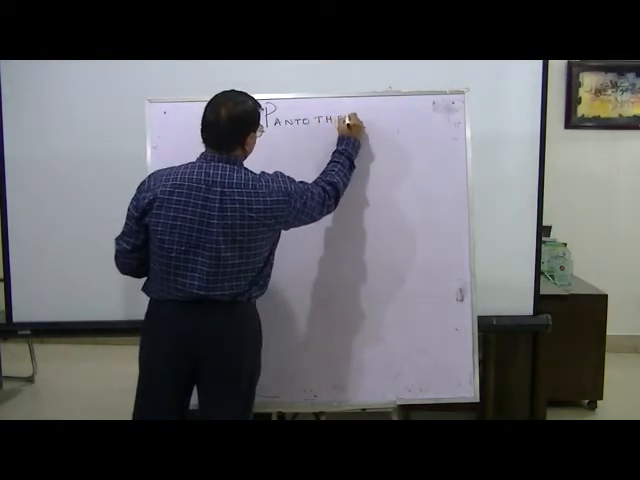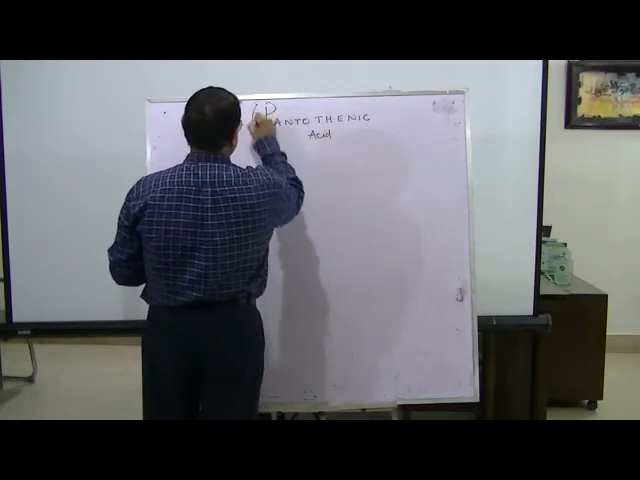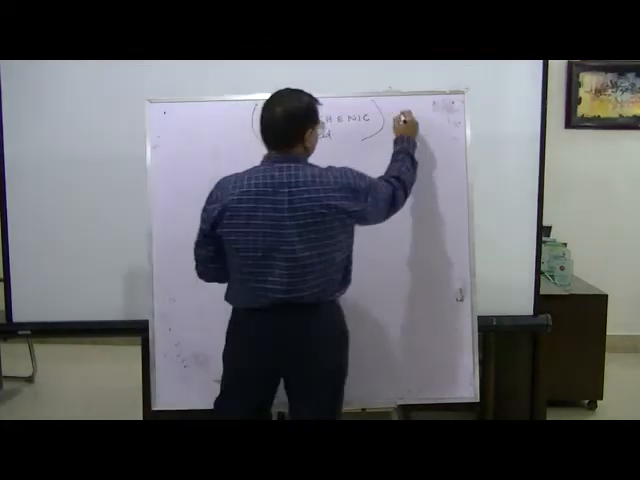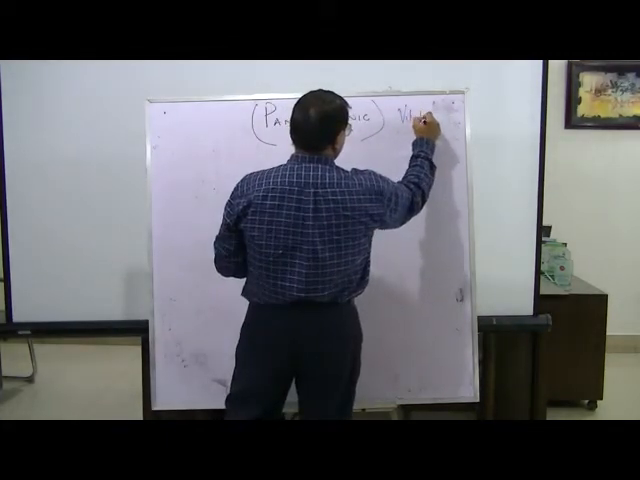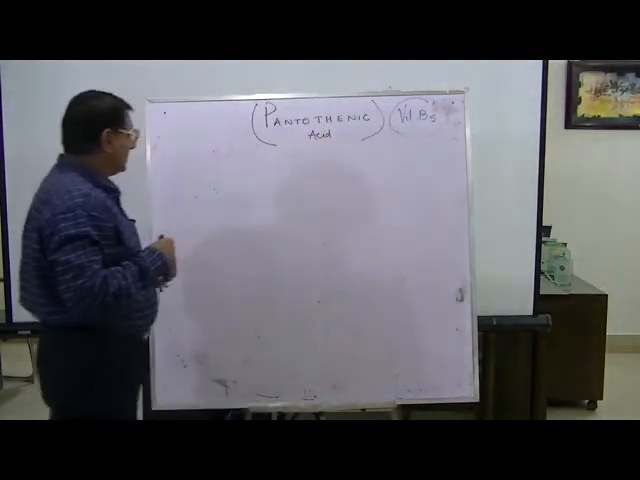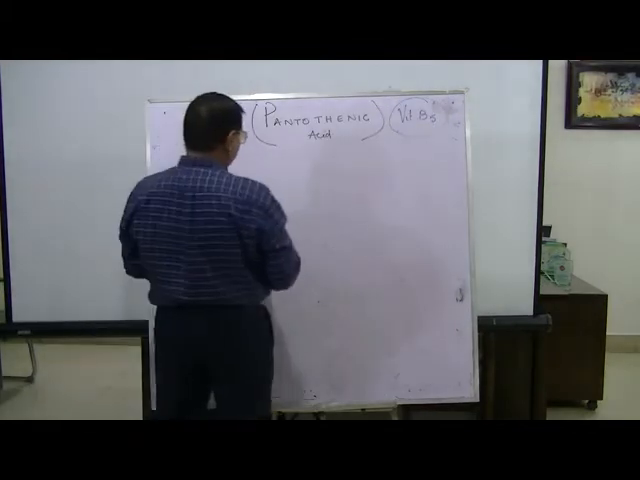Pantothenic acid. This is called vitamin B5. Vitamin B5, pantothenic acid. Now, it consists of two parts.